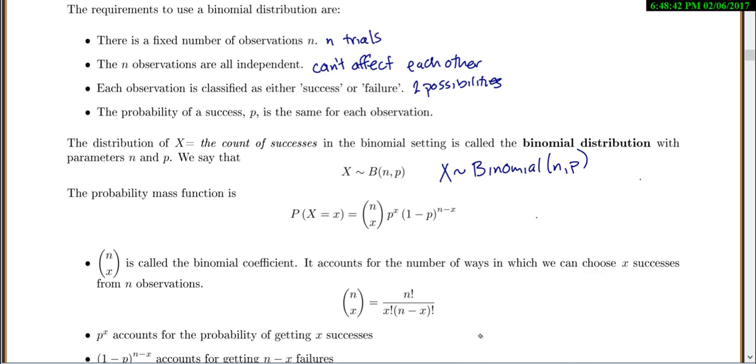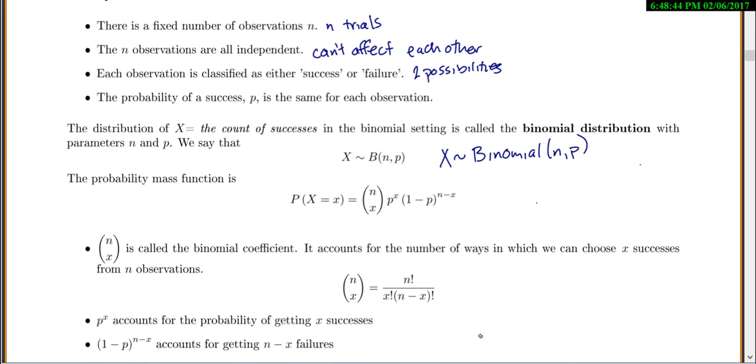So what do each of these pieces mean? Why do they have those pieces in the formula? So N choose X, does that look familiar? In section 1.7 we talked about permutations and combinations. What is this N choose X? That is a combination, remember, from section 1.7.